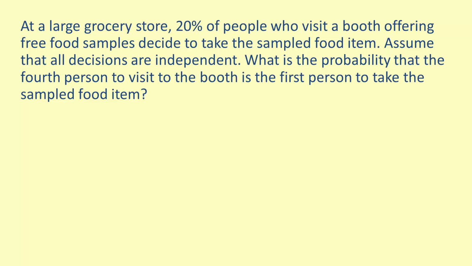Each trial has exactly two possible outcomes. Either the person decides to take the sampled food item or decides not to. Since we're interested in the first person to take the sampled food item, we'll call a decision to take the item a success and call a decision to not take the item a failure. We're told that 20% of people who visit the booth decide to take the item, and we're told to assume that all decisions are independent. So the probability of success is the same in every trial, and the trials are independent. Therefore, these are Bernoulli trials, and we can use the geometric distribution.